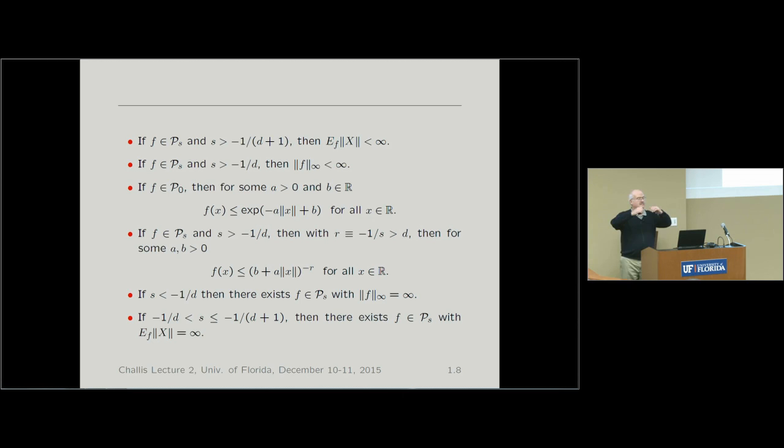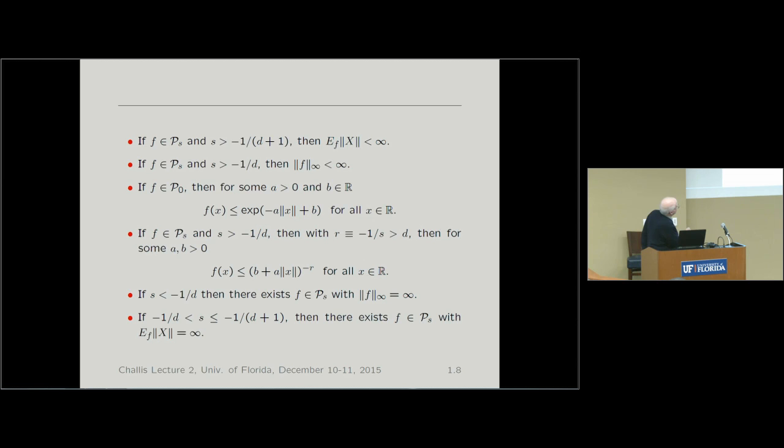If f is log concave, then for some a and b, we have an exponential bound on the tail. And so that has to do with the sub-exponentiality of log-concave. And so if we're s-concave and s is bigger than minus 1 over d, then with r being minus 1 over s bigger than d, f is bounded by this rth power of the norm of x. So we get this sort of decay at rate, how far out we are to the rth power.